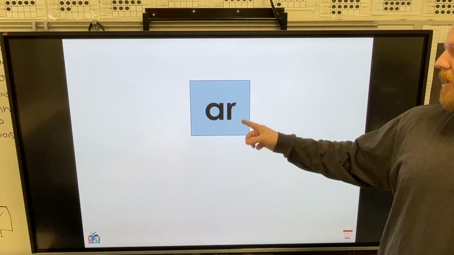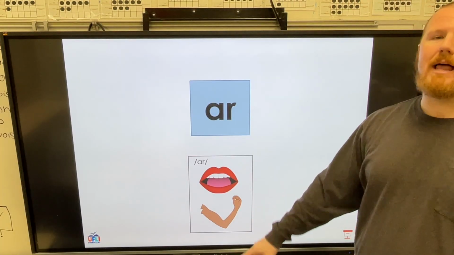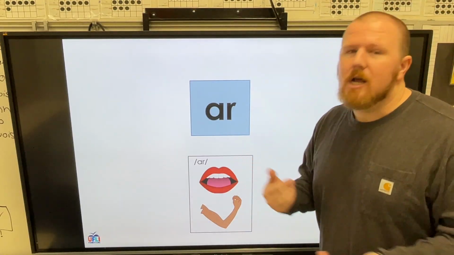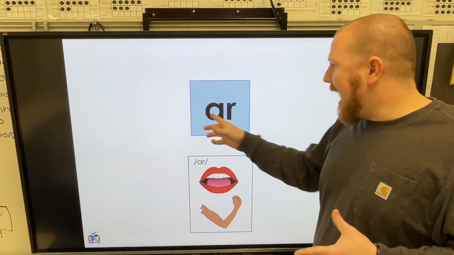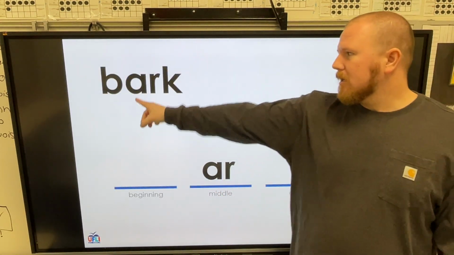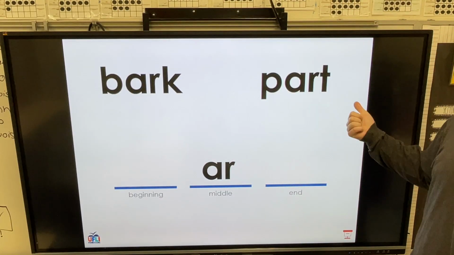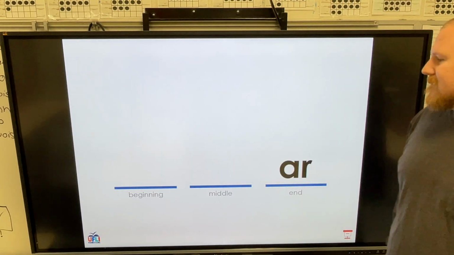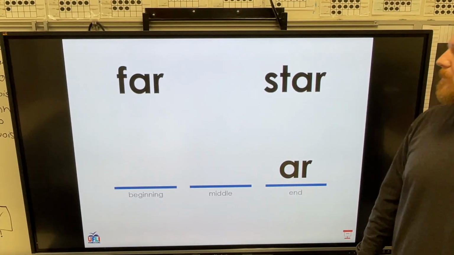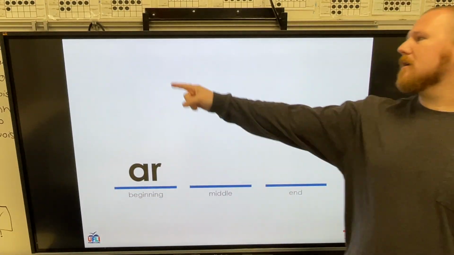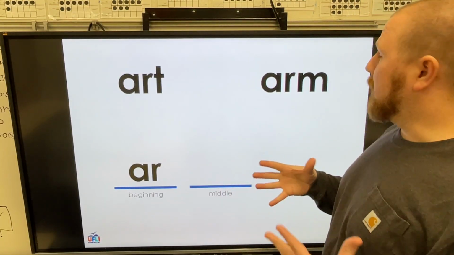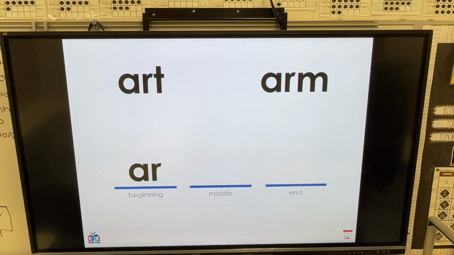First one is AR. AR says R like arm. Sometimes when we think about it, we think about a pirate. The pirate says R. That's the sound that AR makes. Okay, let's move. You can find it in the middle of words like bark and part. You can find it at the end of words like far and star. And you can find it in the beginning of words like art and arm. Okay? There's a lot of places you can find it. So that is what we learned for AR.